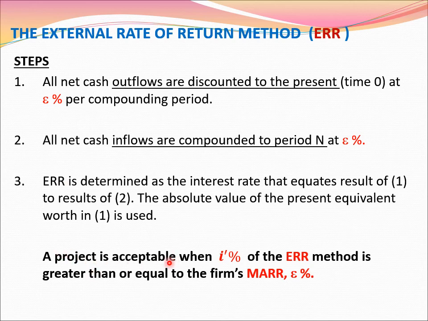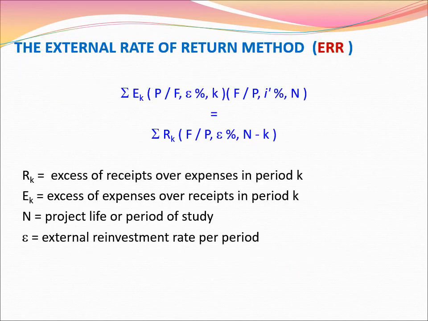Okay, so after this, when you find this interest rate that makes this future equivalent of the inflows equal to the present equivalent of the outflows, the interest rate that makes this equivalence is called the ERR. And if this ERR is greater than or equal to your MAR, then we accept it. Otherwise, we reject the project.